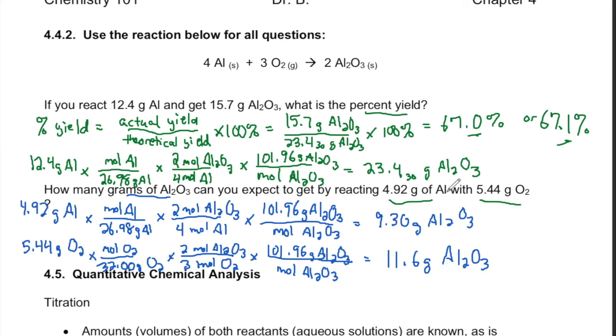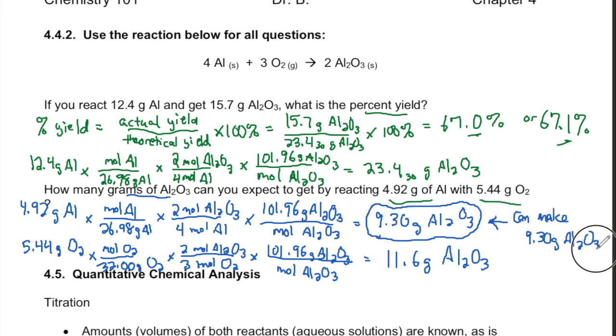Again, once we get to this smaller amount, the 9.30 grams of aluminum oxide, we're going to run out of aluminum, and the additional oxygen is not going to be able to react. So this is the amount that we are actually going to be able to make. So the answer is that we can make 9.30 grams of aluminum oxide before we run out of aluminum, which is known as our limiting reactant.